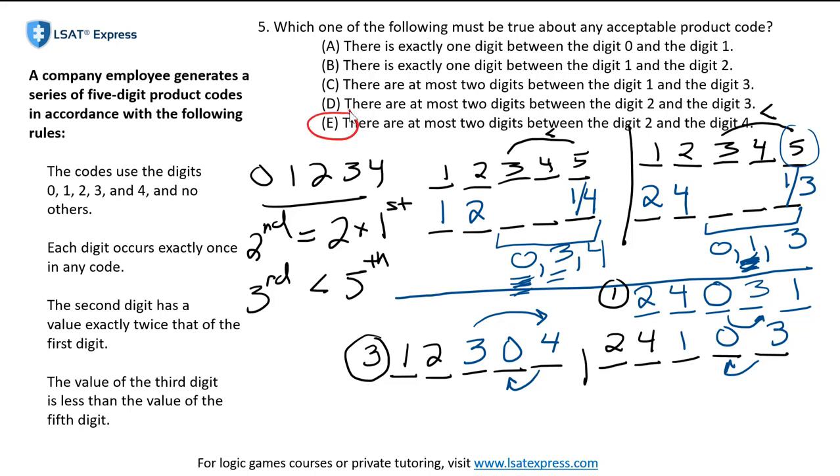At most, 2 digits between the digit 2 and the digit 4. So what does that mean? At most 2, that means there cannot be 3 or more. Well, let's look at scenario 1. How many spaces could you have between the digit 2 and the digit 4? The maximum would be 2 spaces. That's as far as you can possibly go. The maximum is 2. And then how about scenario 2? Well, here 2 and 4 are right next to each other. So 0 spaces in between them. Answer E.